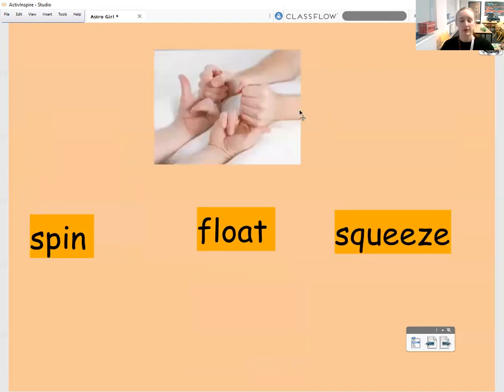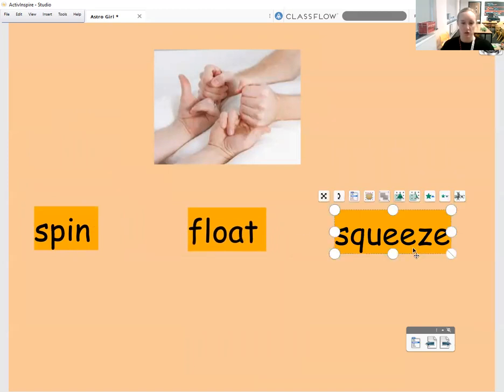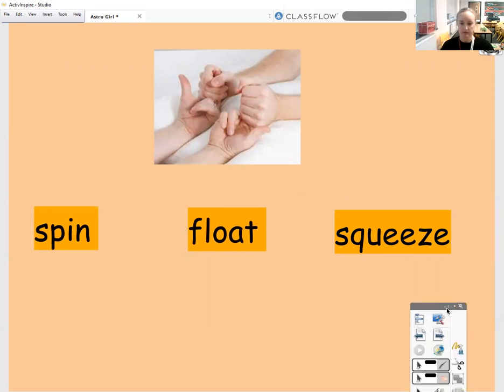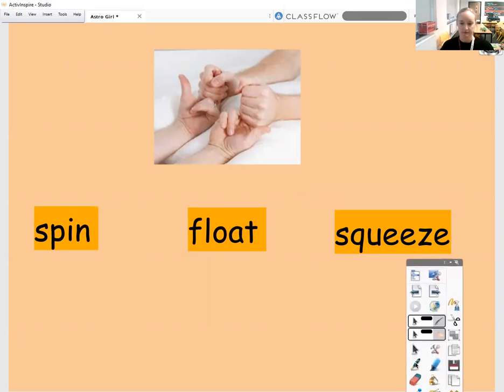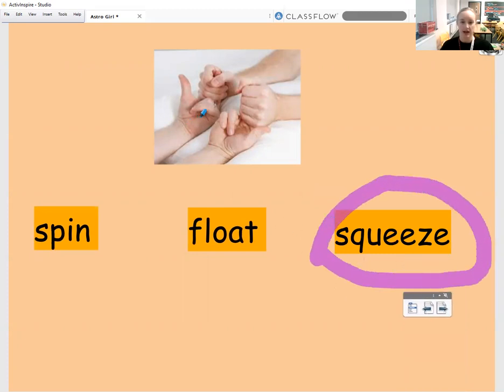So I'm going to show you a picture now. And I want you to have a think, what is happening in that picture? Is that person there spinning the hands? Are they floating the hands? Are they squeezing the hands? Just have a couple of seconds to think. Okay, so hopefully you've said that they are squeezing. That little boy there is squeezing the fingers or the hands of the other person.